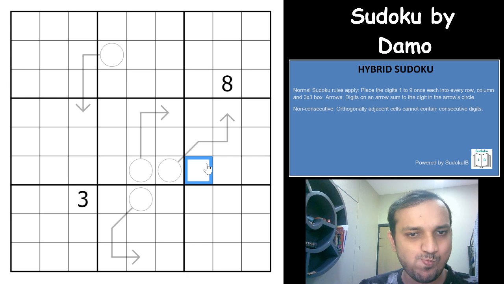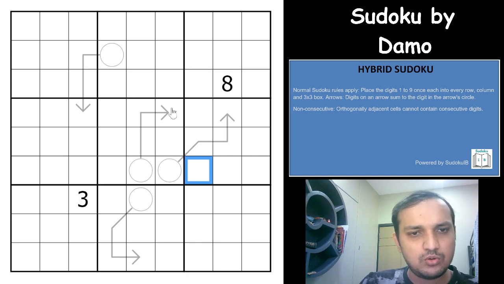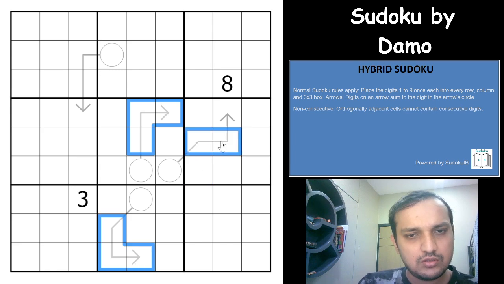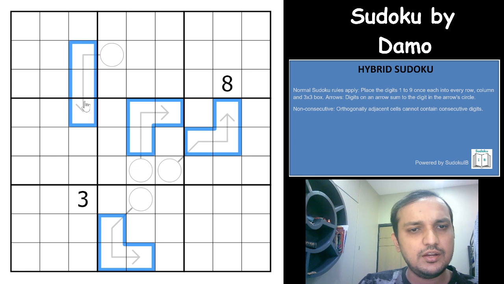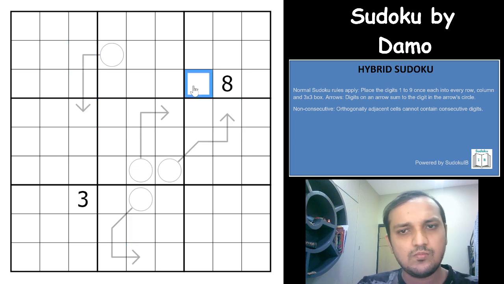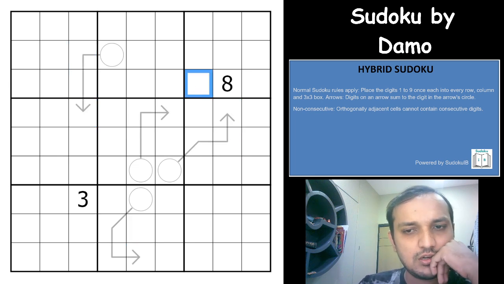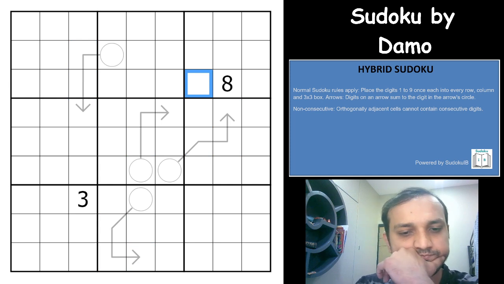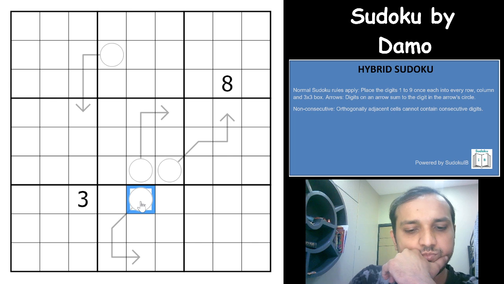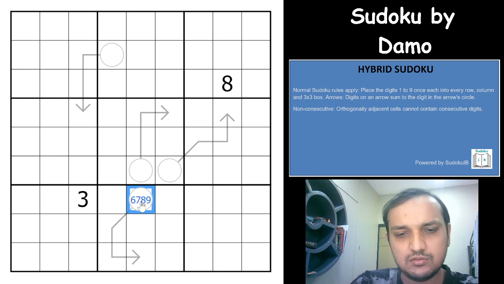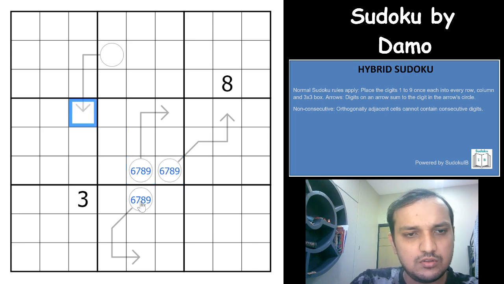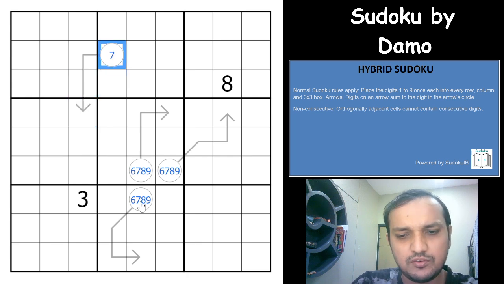Okay, all of the arrow lines are just 3 cells big, right? How do we start this? The circle can be 6, 7, 8 and 9. In the same way, this cannot be 6 because that would have to be 1, 2, 3, and that is 7, 8 and 9.